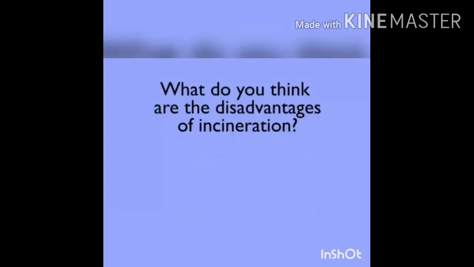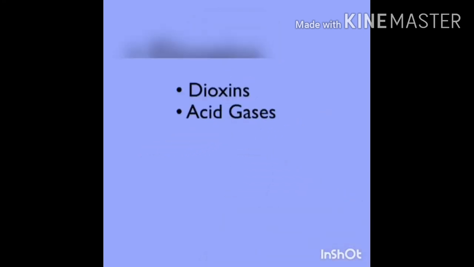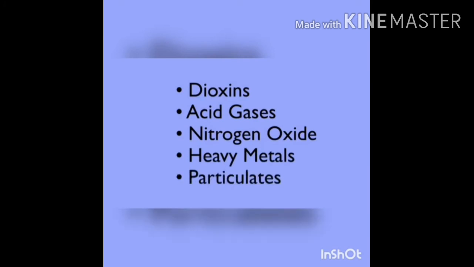Now, what about the disadvantages of incineration? Again, pause the video and think about what these could be. Resume when you have an idea or some ideas. The main disadvantage surrounds potential pollutants found in the ash left in the incinerator and those that could be emitted from the chimney. These include dioxins, acid gases, nitrogen oxide, heavy metals and particulates.